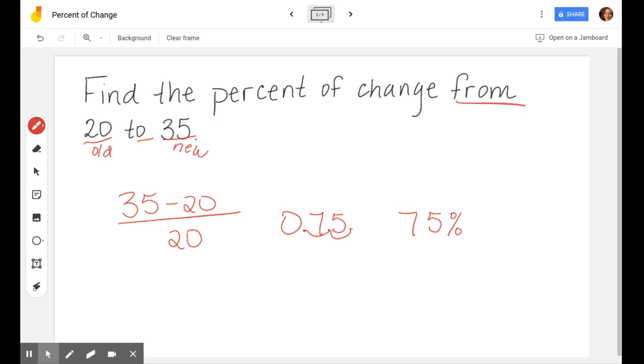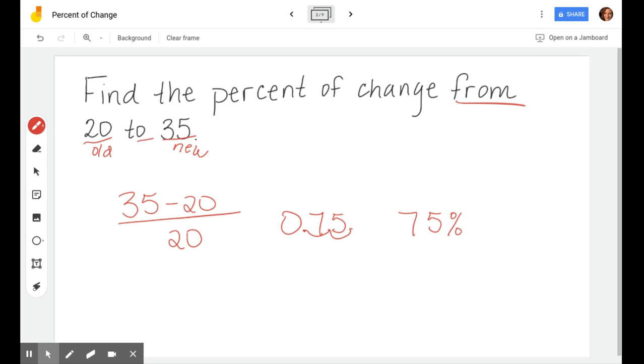The most common mistake is to take the new and divide by the old. Or sometimes, especially on one like this, if the new one's bigger, then we'll do the smaller one divided by the bigger one. But you can't miss that first subtraction step. The other common mistake is to subtract and then just stick a percent sign on that. I can't just call this 15%. It's a change of 15 compared to what it started from, which was the 20.